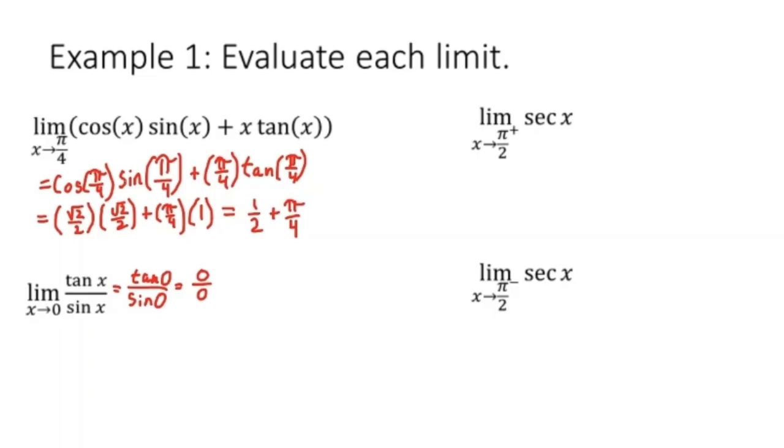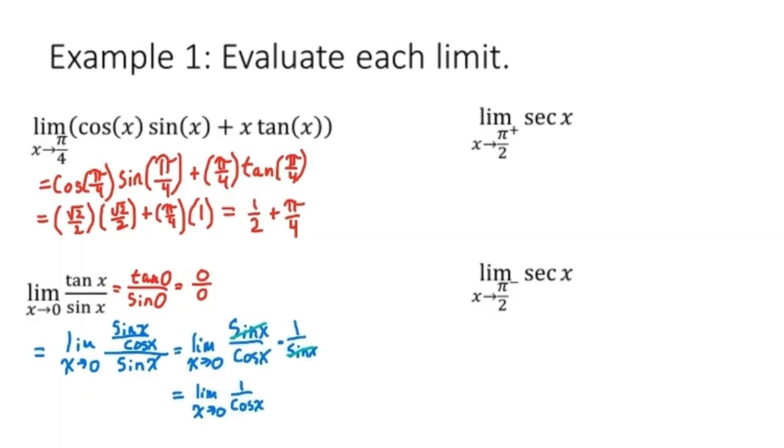One of the common strategies we can use to rewrite this is rewriting tangent, secant, cosecant, and cotangent in terms of sine and cosine. Recall that tangent of x is sine of x over cosine of x. From there, we can proceed to simplify our function even further. And after we simplify our function, we get the limit as x approaches 0 of 1 over cosine x. Try direct substitution again. We get 1 over cosine of 0, and cosine of 0 is 1, which means our limit is 1.